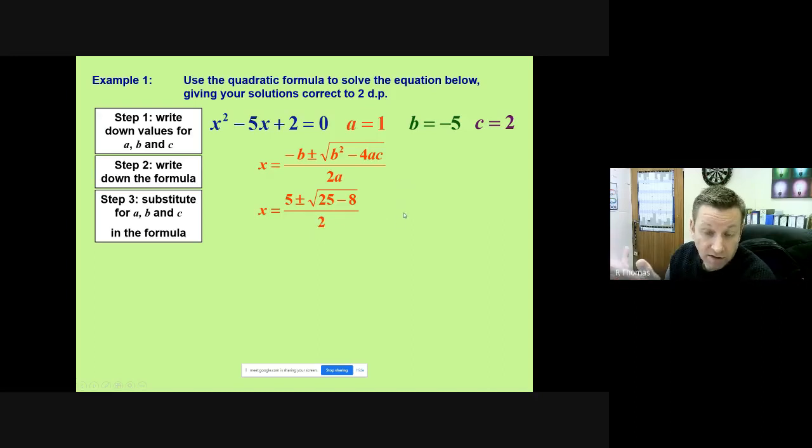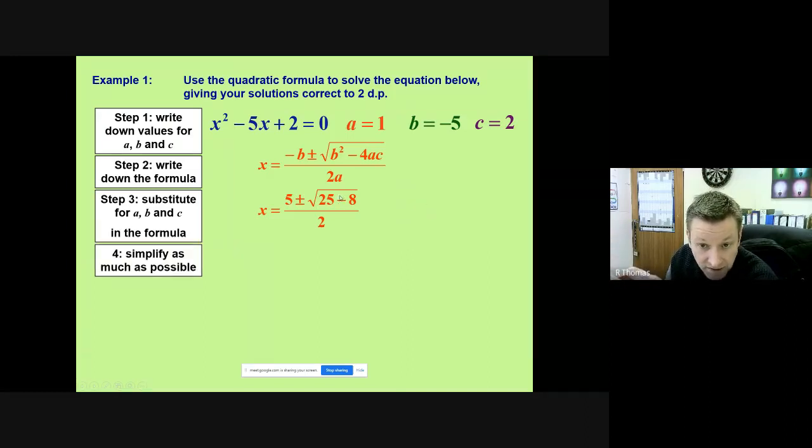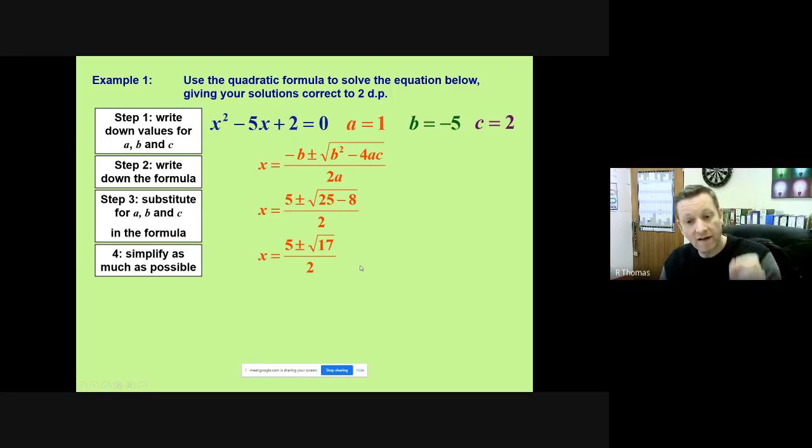Now, when I've done this before, I really encourage you not to go for your calculator yet. Simplify this bit first. You can do it in your head, right? Simplify this bit first in your head and get to that stage. And that is the point where you need now to get your calculator.